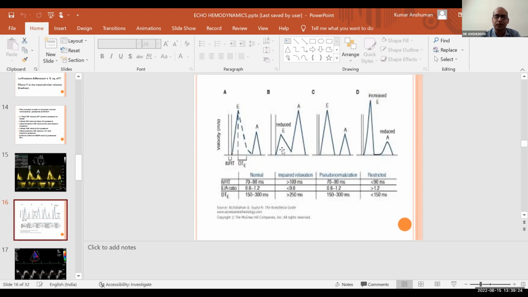Just going through the basics, you all know normal is E greater than A, grade 1 is E smaller than A, grade 2 diastolic dysfunction is pseudo normalization, where you again get E greater than A. But where will you define whether it is pseudo normal or normal? So here comes the tissue Doppler. I will explain in the next slide. And the fourth one is where E is quite larger than A. The ratio may be 3 or 4. The E to A ratio is more than 3.